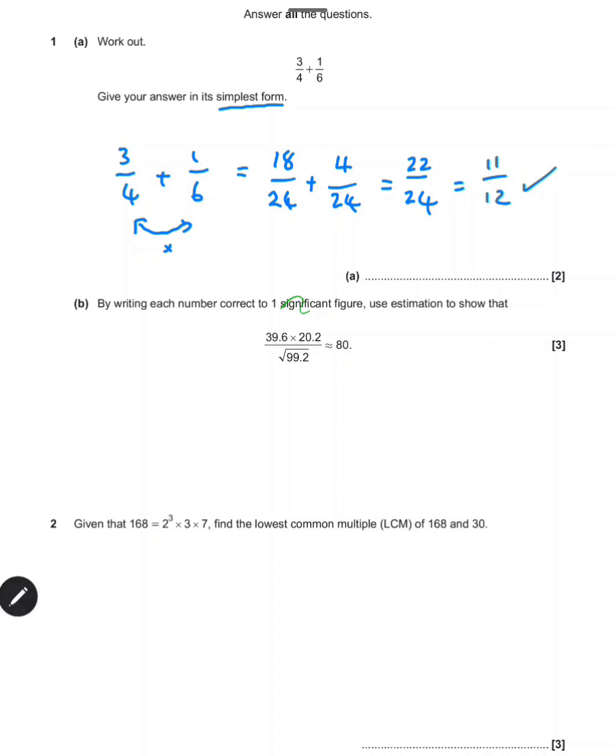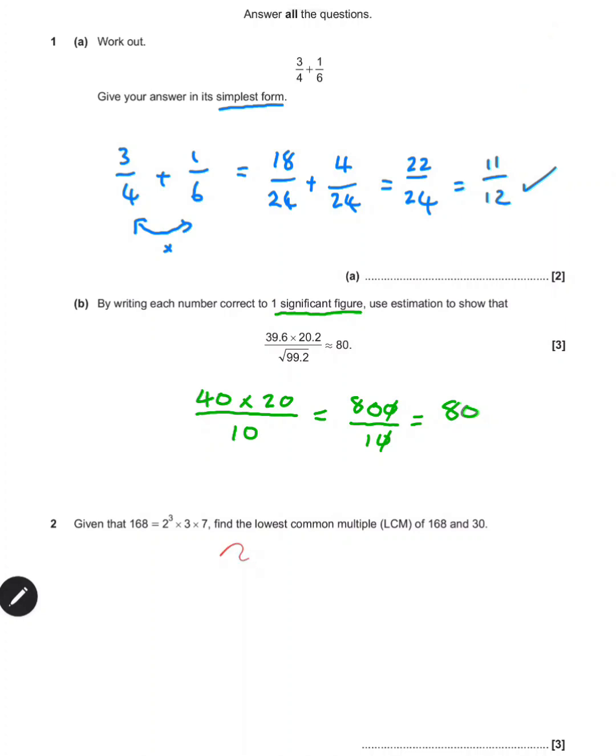Part B says, write each number to one significant figure and use estimation to show that this comes to about 80. Well, one significant figure rounding, 39.6 becomes 40, 20.2 becomes 20, and 99.2 would become 100, and then we're going to do the square root of 100, which is 10. So we've got 40 times 20 divided by 10. 4 times 2 is 8. There's going to be 2 zeros on the end, and we're going to divide by 10, and 800 divided by 10 is 80 divided by 1, which is 80.